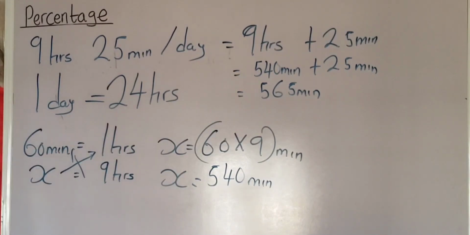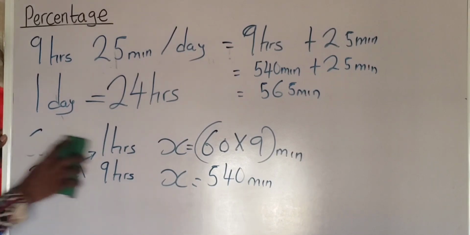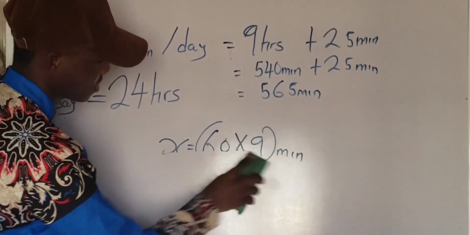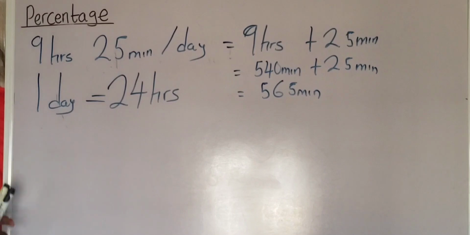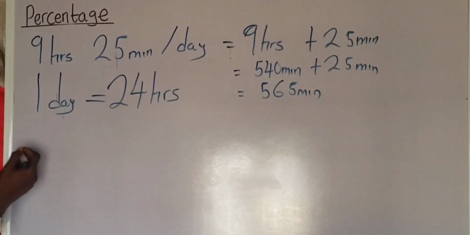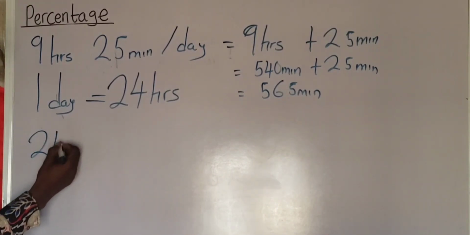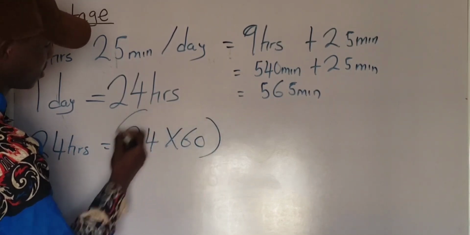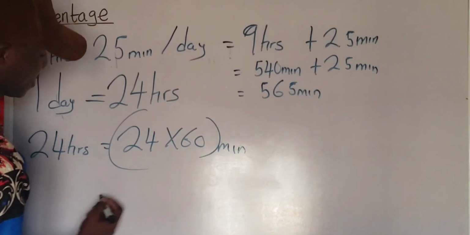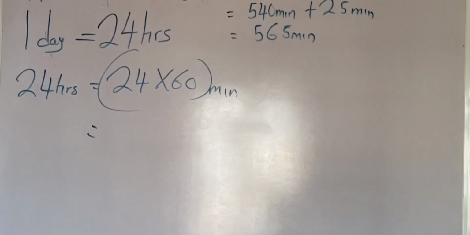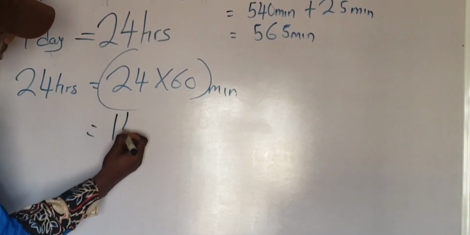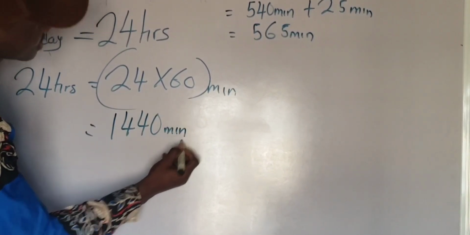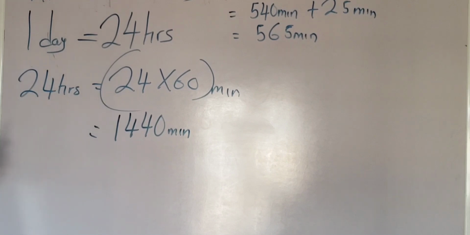Now, let us convert 24 hours also to minutes. To change 24 hours to minutes, just multiply it by 60. 24 hours is equal to 24 multiplied by 60. You're going to change it to minutes like that. So 24 multiplied by 60 will give us 1,440 minutes. So 24 hours is equal to 1,440 minutes.